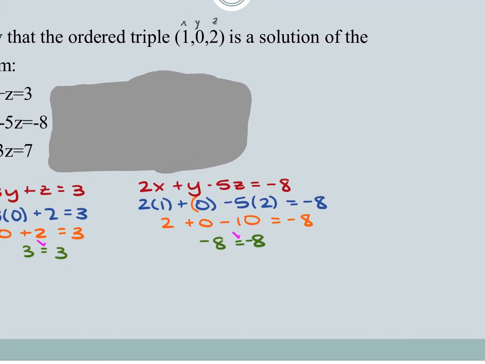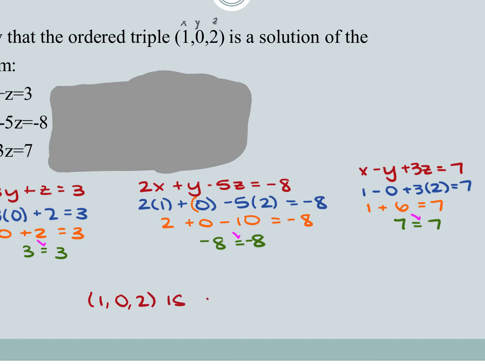Our final equation, we have x minus y plus 3z is equal to 7. So our x we said is 1, minus y, which is 0, plus 3 times 2 is equal to 7. This gives us 1 plus 6, which is also 7, is equal to 7. So again, we have a true statement for that one as well. So we know that the ordered triple 1, 0, 2 is a solution.